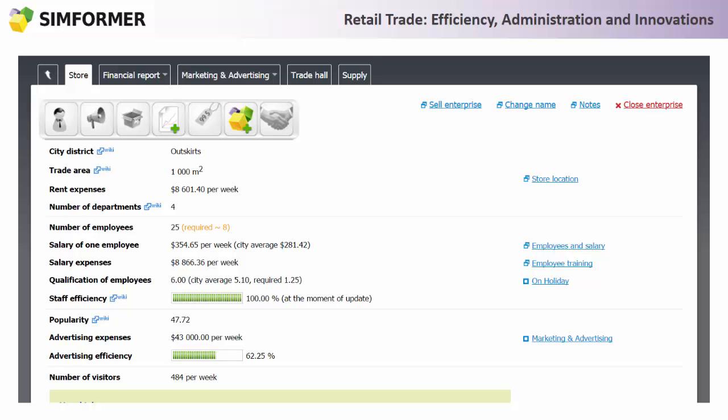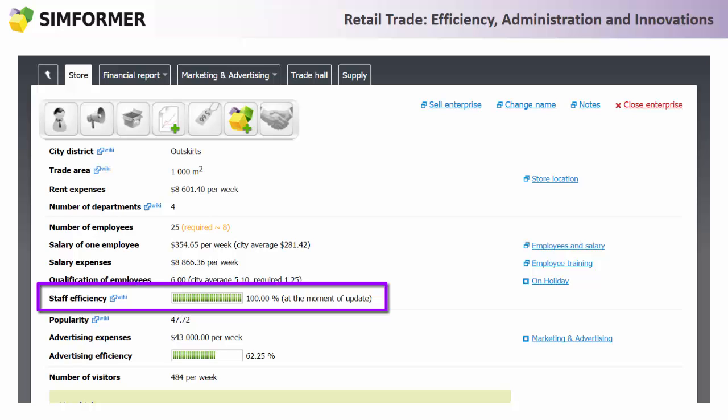As you will be managing your store for some time, you will see that there are certain graphs helping you to show the efficiency of your employees and also the business unit overall. The first thing you will see is the staff efficiency. If you do not have enough employees according to the required recommendation, or are simply unable to match the number of visitors coming to your stores, the staff efficiency will drop. Naturally, if their qualification is not high enough to serve your clients, the efficiency will also start to drop.